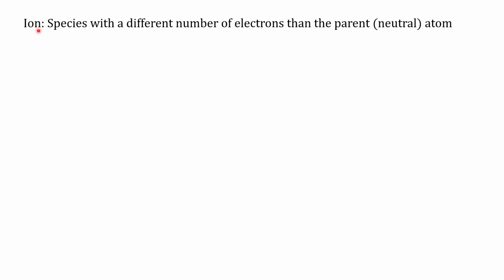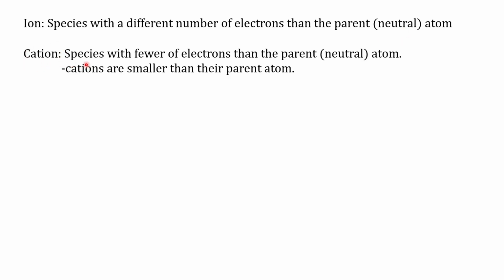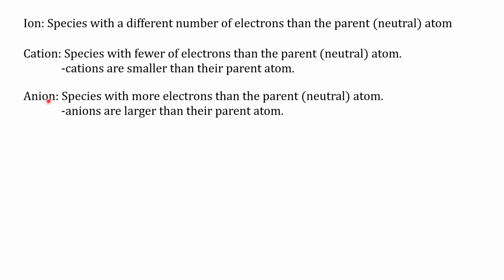So remember, an ion is a species with a different number of electrons than whatever the parent or the neutral atom was. So we have two different kinds of ions. We have a cation. This is a species with fewer electrons than the parent atom. Cations are generally smaller than their parent atom. They also have a positive charge. We also have anions. These are species with more electrons than their parent atom. Anions in general are larger than their parent atom, and they will have a negative charge.